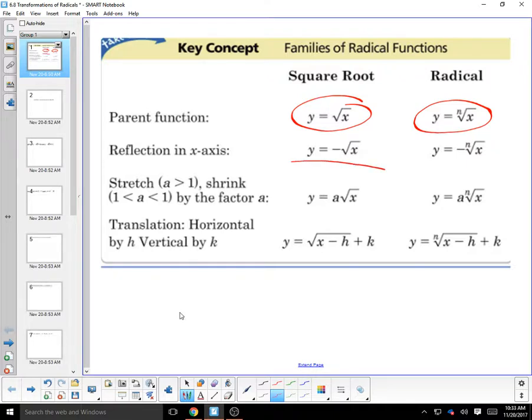This should not be anything new to you. If you put a negative all the way in the front where a is supposed to be, what happens? You get a reflection on the x-axis. Now, what if I make a bigger or smaller than 1? Stretch or shrink. When is it a shrink? When it's smaller than 1 but greater than 0. And it's a stretch if a is bigger than 1. That's what that slide is saying.